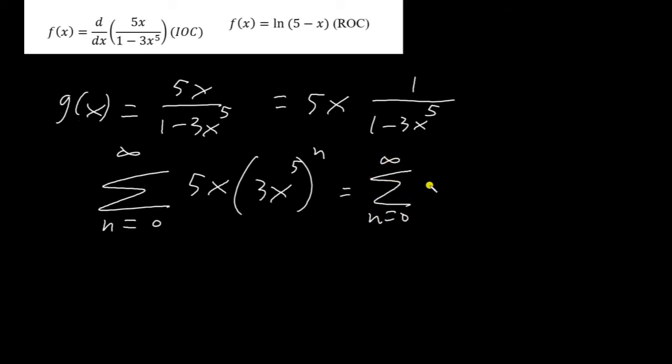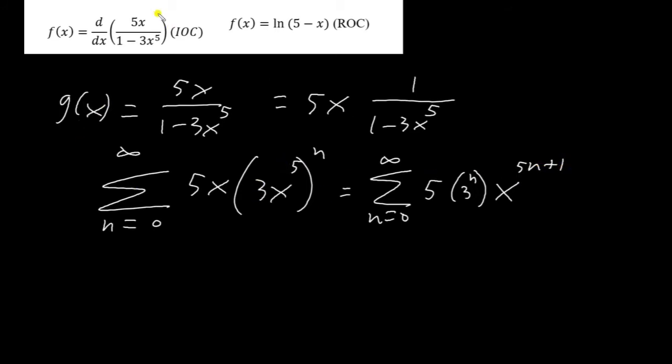I'll still have this 5. If I distribute the n to the 3, I'll have 3 to the n. And then when I distribute the n to the x to the 5th, I'll get x to the 5n. And if I multiply the x to the 5n with this x, I will get x to the 5n plus 1. Right, this is g of x.